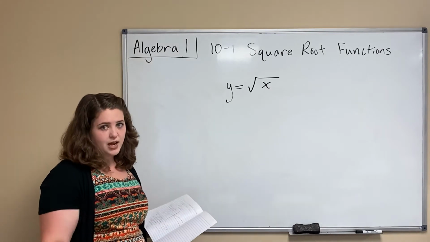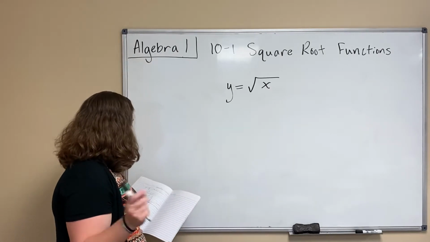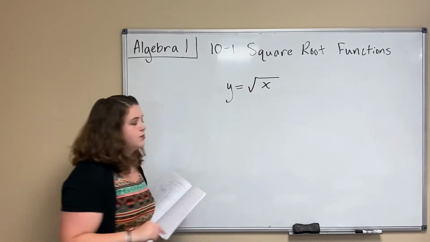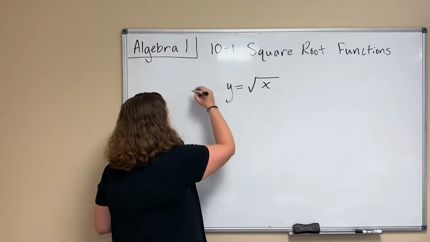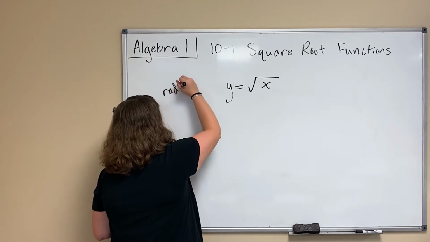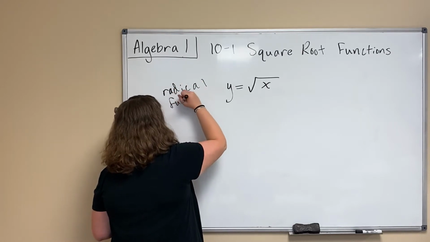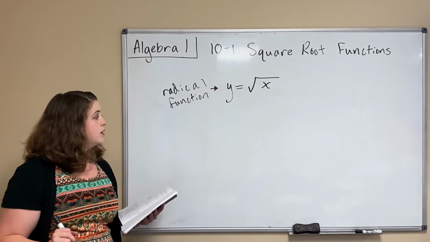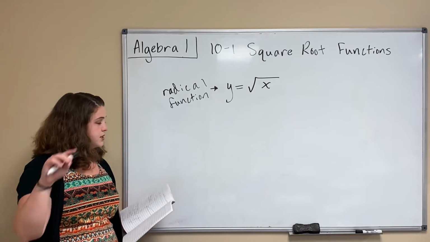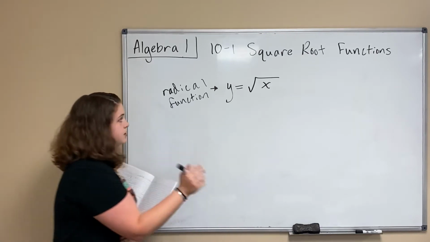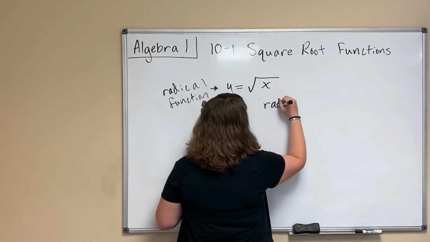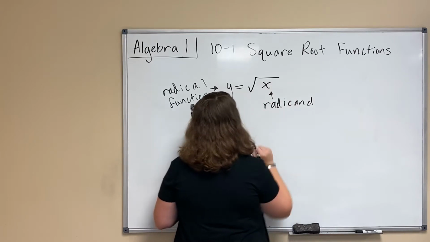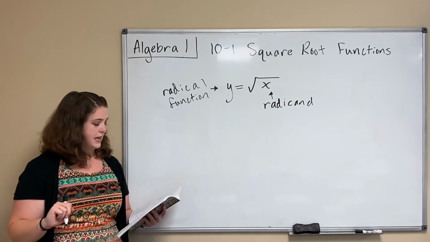Now we call these a radical function because if you remember when we learned about square roots, this symbol right here is called a radical. So the whole thing we call a radical function. The thing that's underneath the radical in the expression, we call the radicand. That's whatever's underneath the radical.